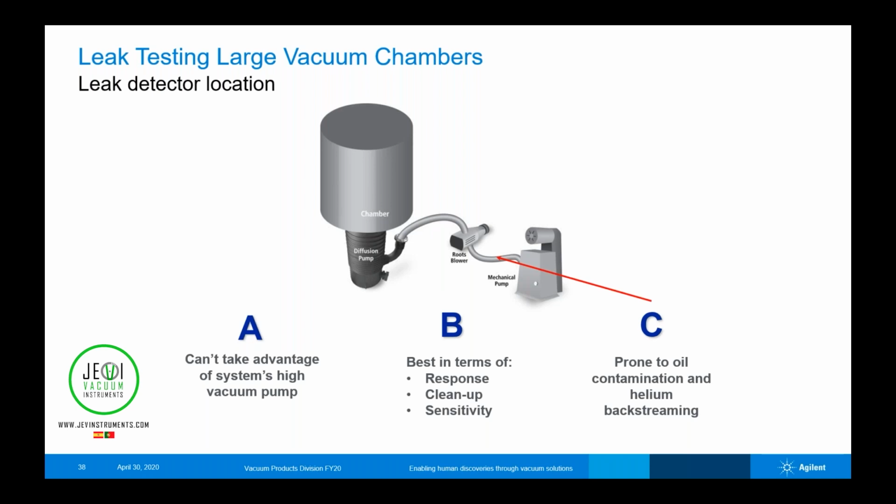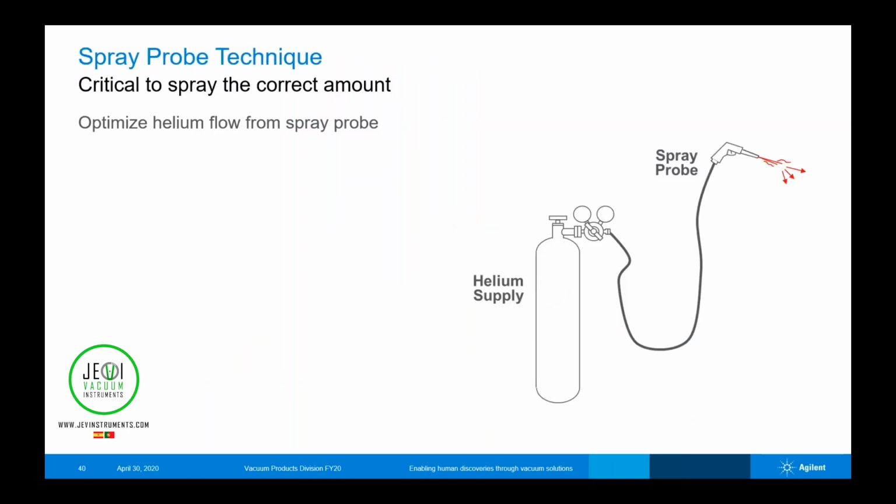I do caution people to stay away from the region between your roots blower and mechanical pump. It's susceptible to a little bit more contamination, and mechanical pumps aren't great pumps for helium, so you can get what's called helium backstreaming, or essentially a high helium signal that just won't go away.